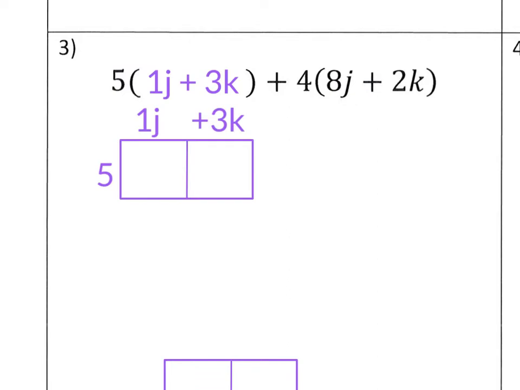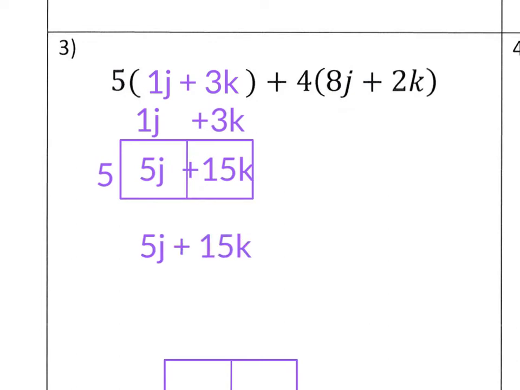Okay, then I'm going to multiply 5 times 1j. 5 times 1j is 5j, so in the first spot I'm going to put a 5j. And then for the next one, 5 times 3k. So 5 times 3 is 15, so plus 15, and then I have the k. Okay, so that's my answer for that first part. I ended up with 5j plus 15k, but I'm not done yet.